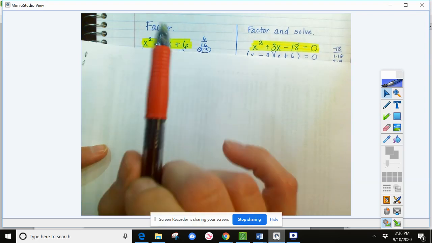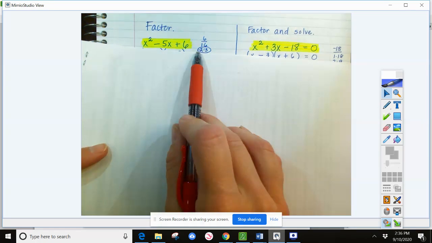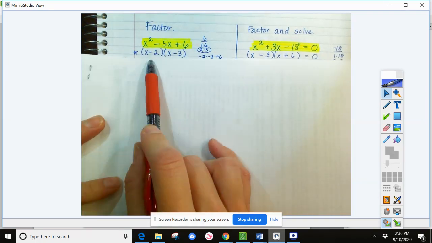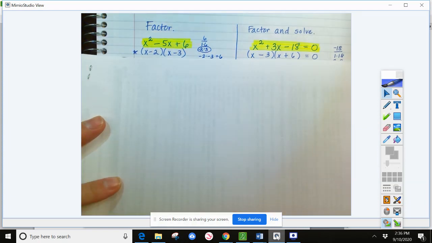And the only way that happens is if you have a negative 2 and a negative 3. So that is what we have to use. x minus 2 and x minus 3. When you factor, you're just undoing the rainbows, undoing the distributive process, and that's how that works out, okay?